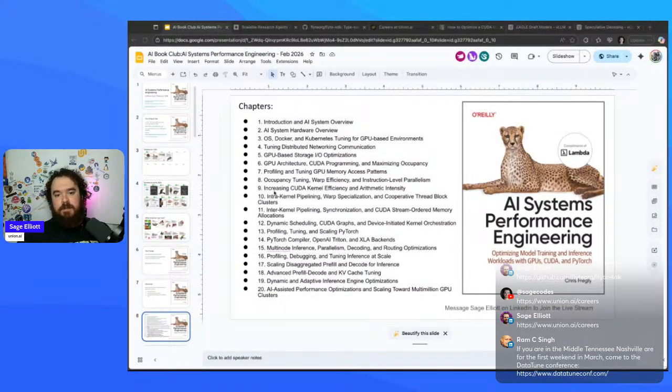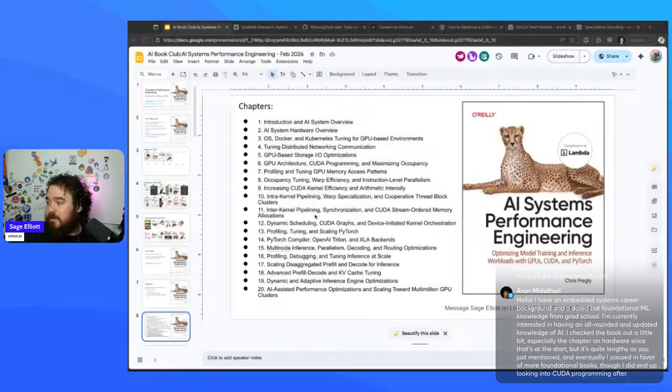Increasing CUDA kernel efficiency and arithmetic intensity. Then we have chapter 10, inter-kernel pipelining, warp specialization, and cooperative thread block clusters. Some of this might sound foreign to you. That's totally okay. Some of the words I wasn't super familiar with, or at least wasn't last year. And then we had chapter 11, inter-kernel pipelining, synchronization, and CUDA stream-ordered memory allocations. Chapter 12, dynamic scheduling, CUDA graphs, and device-initiated kernel orchestration.